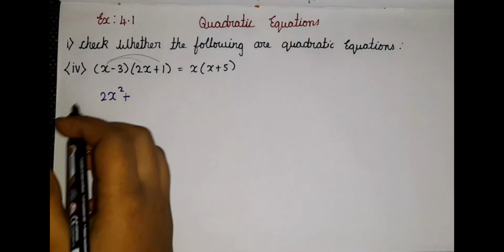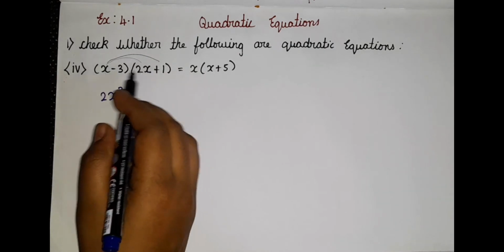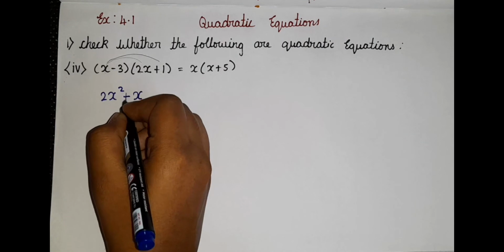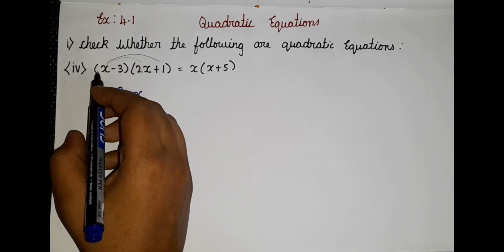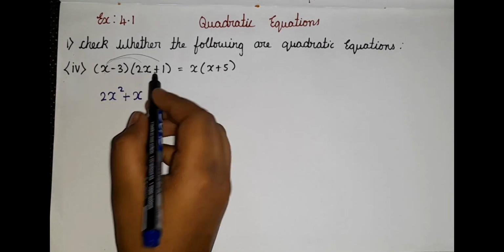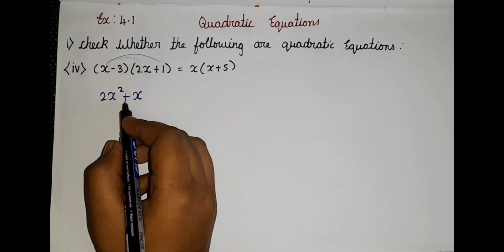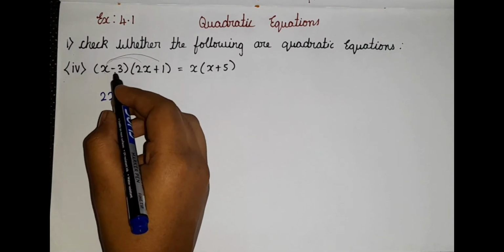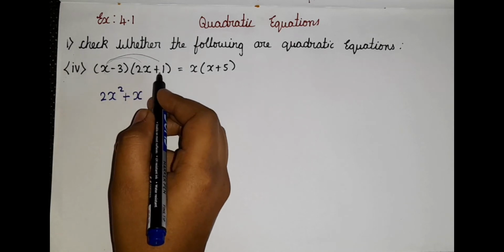Okay. So now we are going to be multiplying x into 1. So x into 1 is x. So it is plus x. Why? Because here also positive sign, here also positive sign. So plus into plus is plus. That's why I wrote 2x square plus x. Now we are going to be multiplying this minus 3 with the 2x as well as the 1.